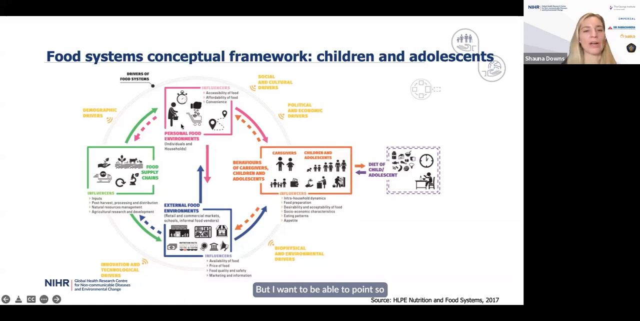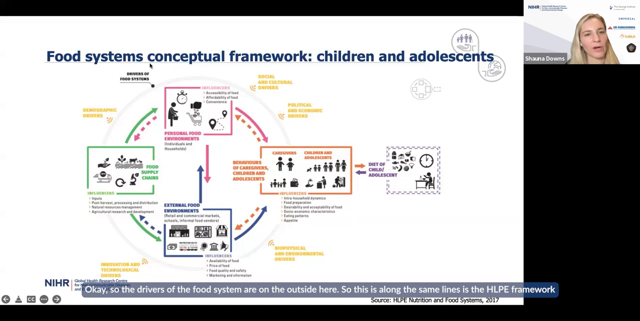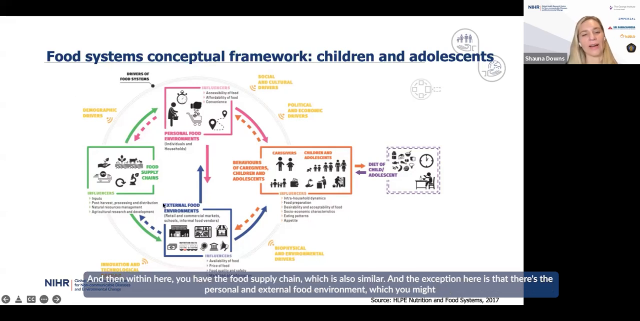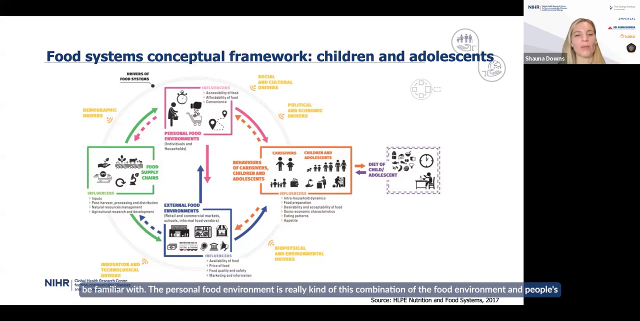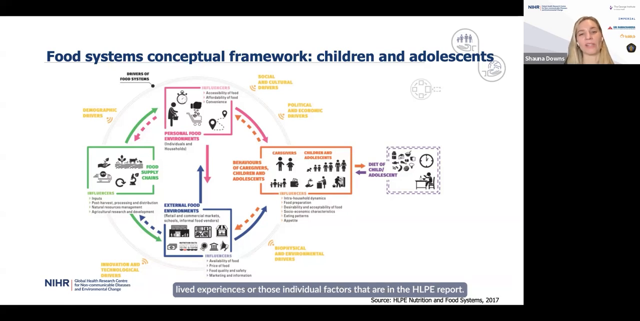So, okay, the drivers of the food system are on the outside here. So this is along the same lines as the HLPE framework. And then within here, you have the food supply chain, which is also similar. And the exception here is that there's the personal and external food environment, which you might be familiar with. The personal food environment is really kind of this combination of the food environment and people's lived experiences, or those individual factors that are in the HLPE report.